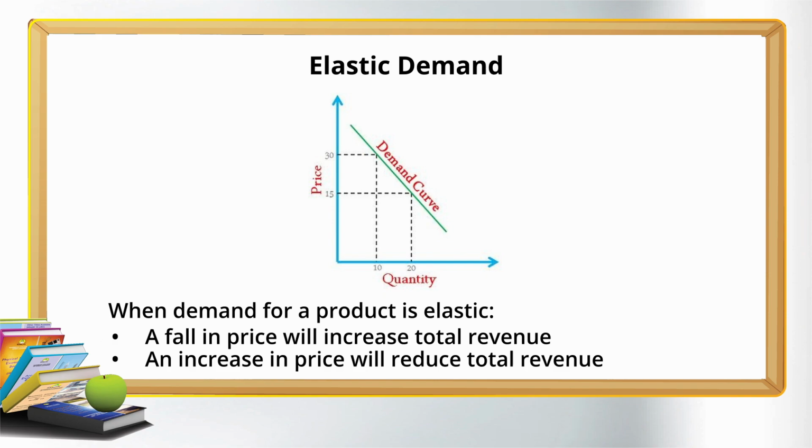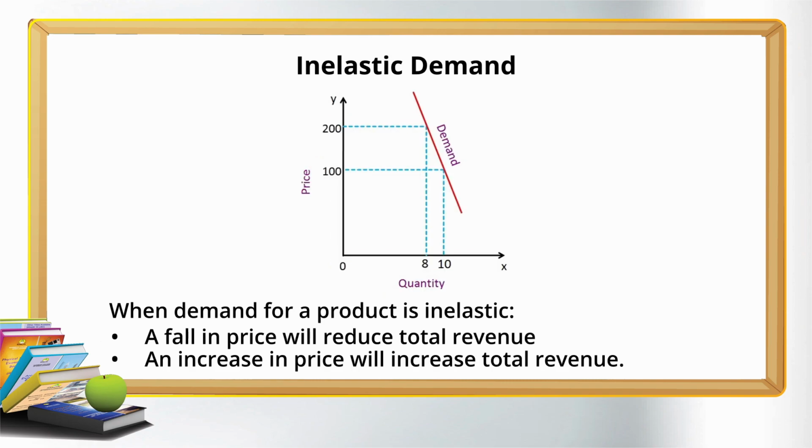Now, what we want to look at now is how changes in price have an effect on business revenue. When demand for a product is elastic, a fall in price will increase total revenue, while an increase in price will reduce total revenue. And on the other hand, when demand for a good is inelastic, a fall in price will reduce total business revenue, while an increase in price will increase total revenue as well.